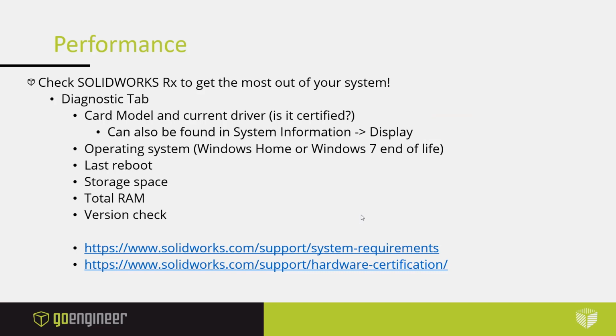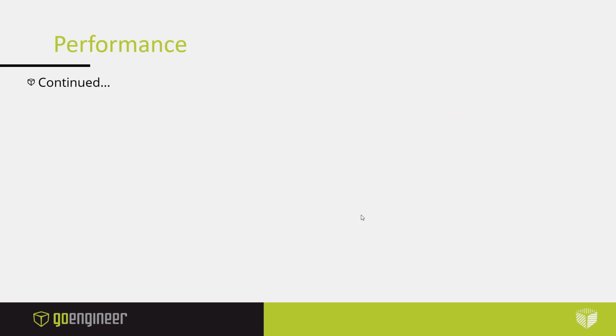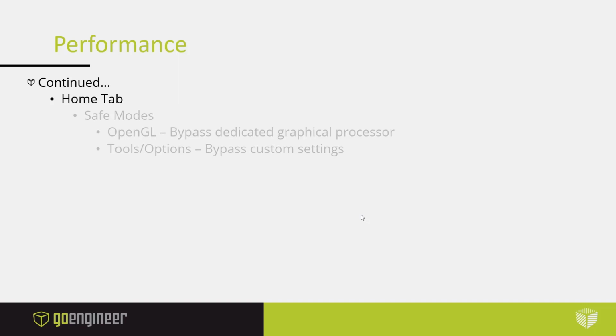All right, very good. A couple more to go. In the same SOLIDWORKS Rx tool, in the Home tab, a couple things that you can try if you are running into performance issues would be the OpenGL mode and tools and options safe modes on the Home tab there. So close SOLIDWORKS and attempt to run in these two safe modes.